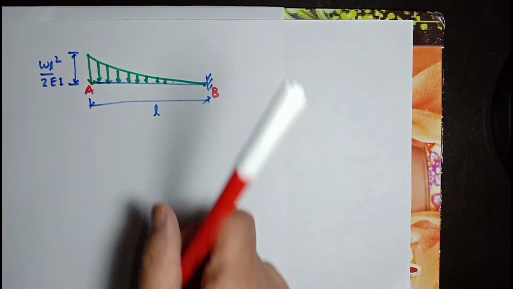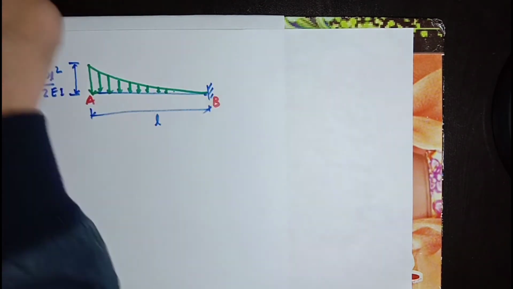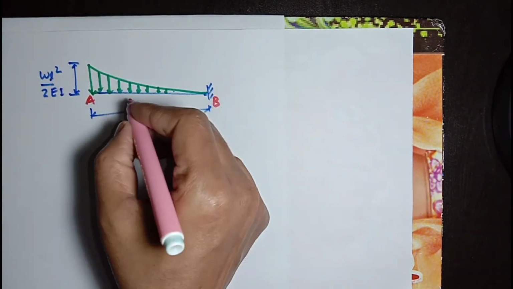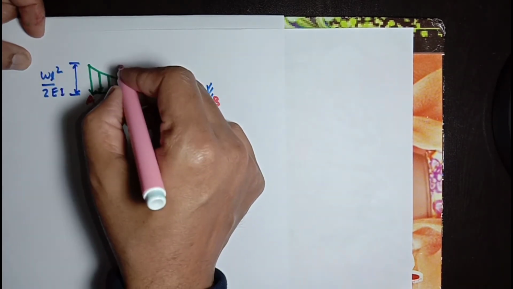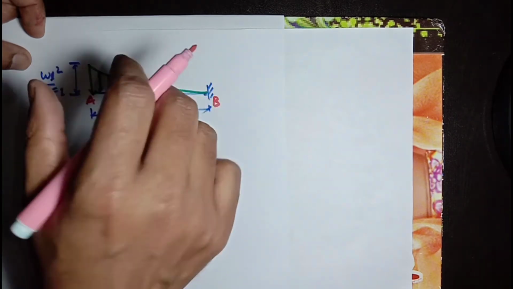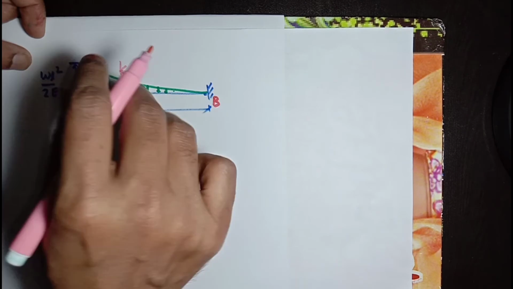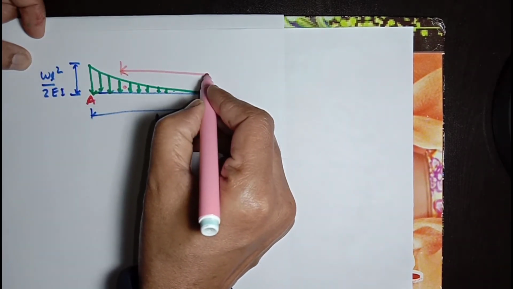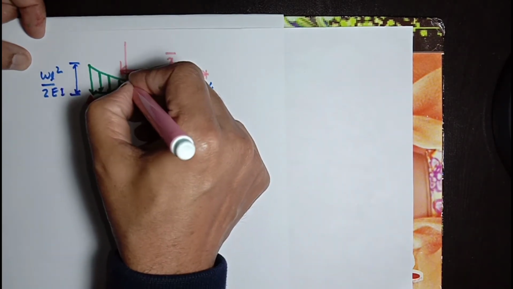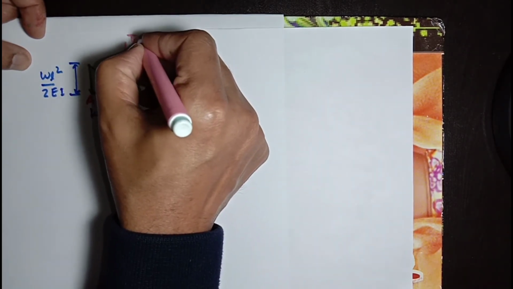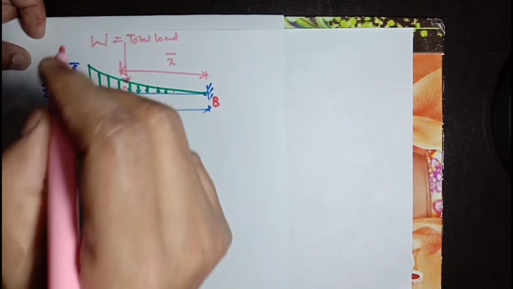Now, the centroid of this beam. For bending moment we have to take the overall total loading acting at a point which will be the centroid of this loading, and its distance will be x bar. Total load will be acting here, the total load, or you can say W capital.